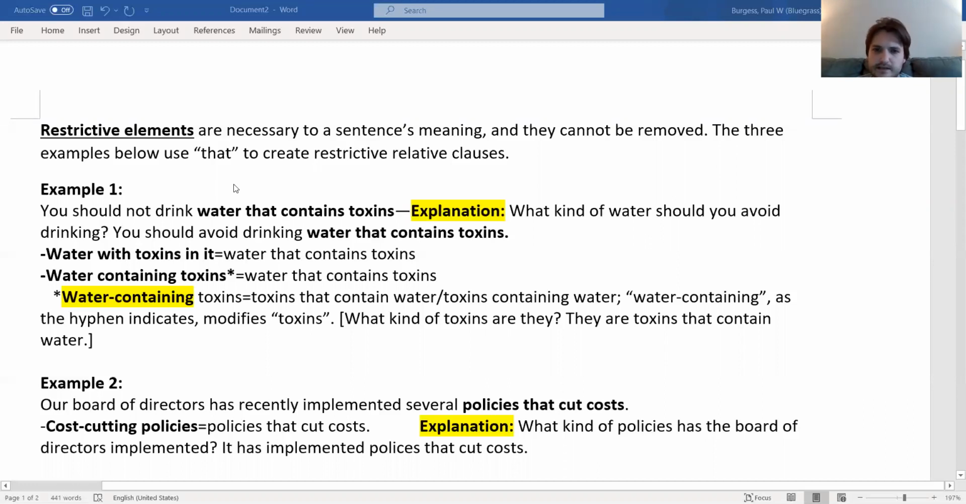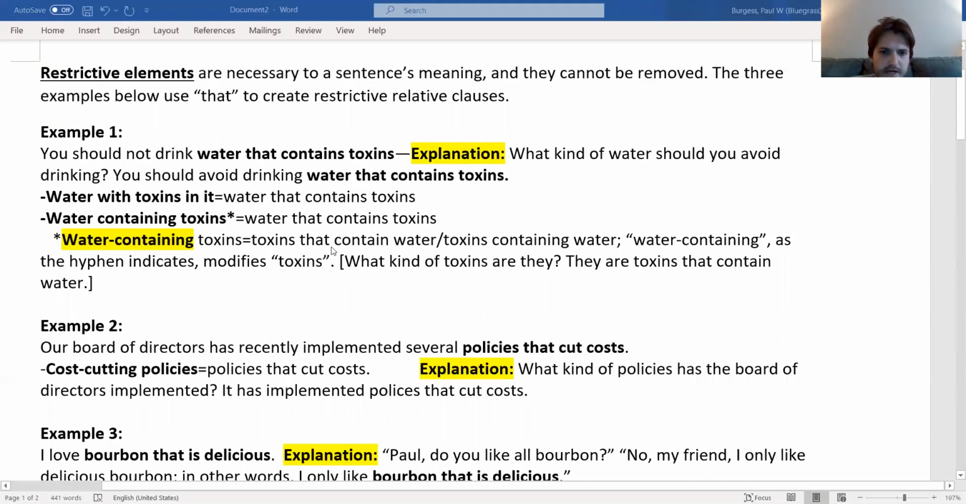Water that contains toxins is restrictive because it restricts or limits the water we're talking about. In other words, as we see with the explanation, what kind of water should you avoid? You should avoid water that contains toxins. Okay? So notice that these non-restrictive and restrictive clauses and elements are not just something in writing. They appear in speech, and commas and the absence of commas are just a way in writing to show what you would normally hear. Okay?